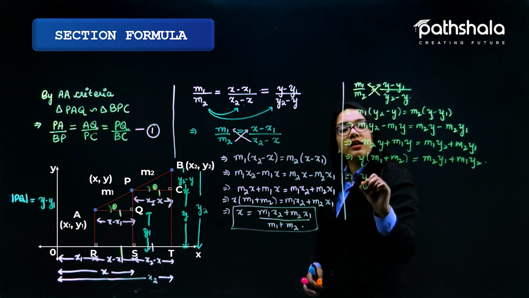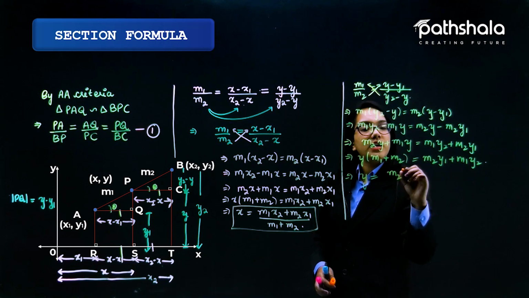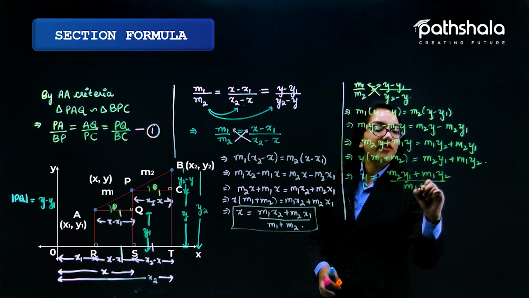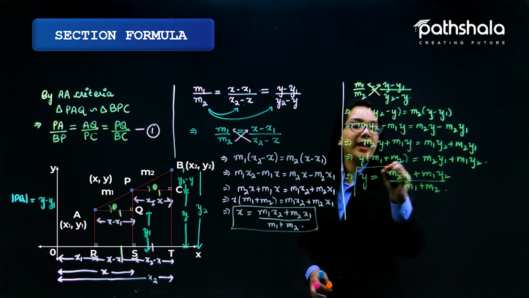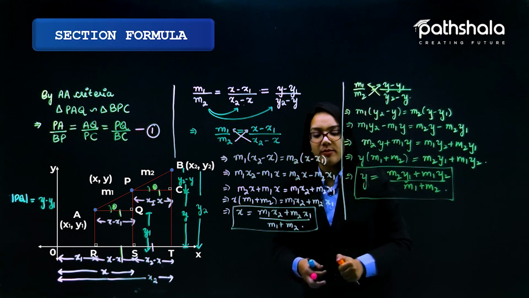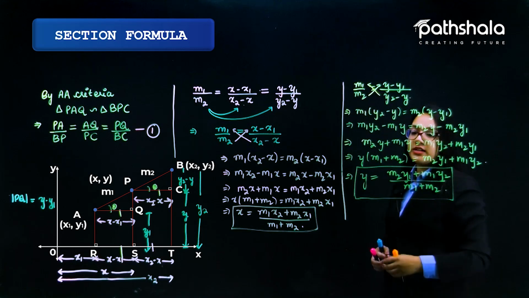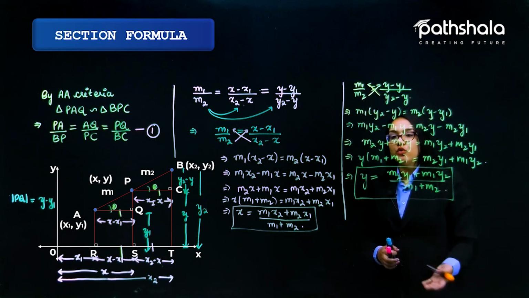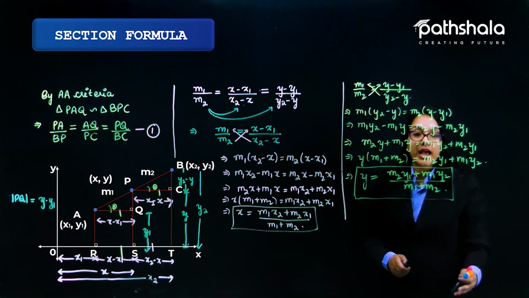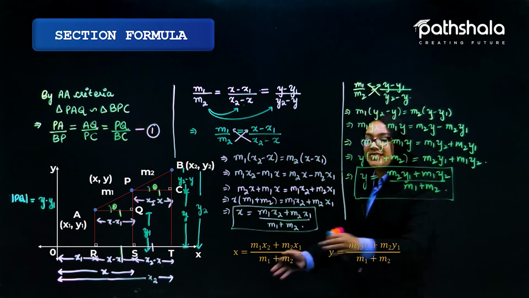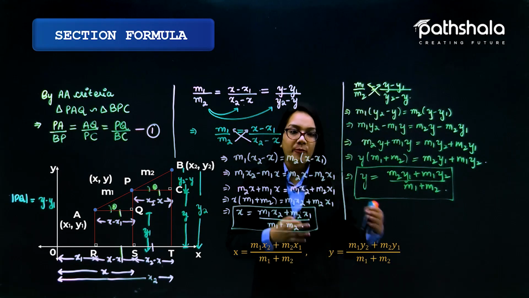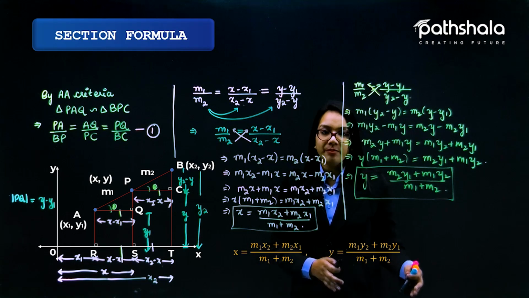Let us suppose I am taking this m1 + m2 onto the other side. So (m2y1 + m1y2) divided by (m1 + m2) is the value of y, meaning the value of the ordinate that I am getting. So the abscissa is (m1x2 + m2x1) by (m1 + m2), and the ordinate is (m2y1 + m1y2) divided by (m1 + m2). So these are the values of x and y. So at the end we are getting the value of x and y as (m1x2 + m2x1) divided by (m1 + m2), (m1y2 + m2y1) divided by (m1 + m2).